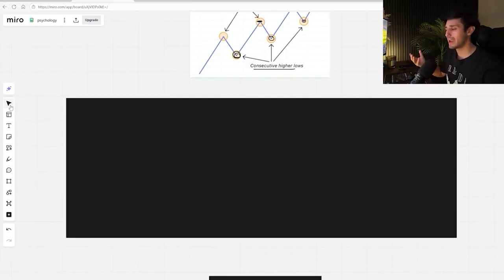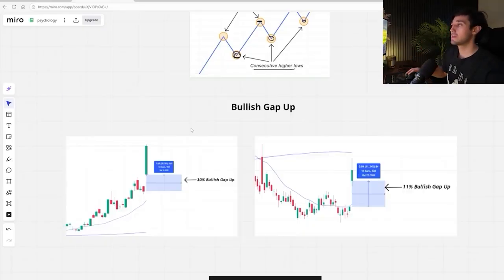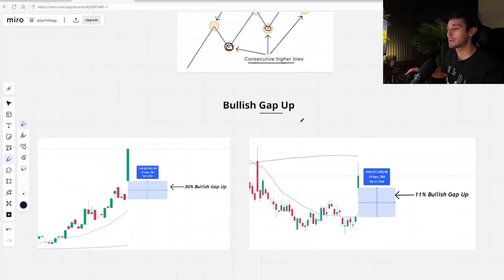And one of the ways that I like to see clear bullish momentum is through a bullish gap up. So what is a gap? A gap is an overnight change in price. This is when a stock opens the next day at a different price than it closed the previous day.